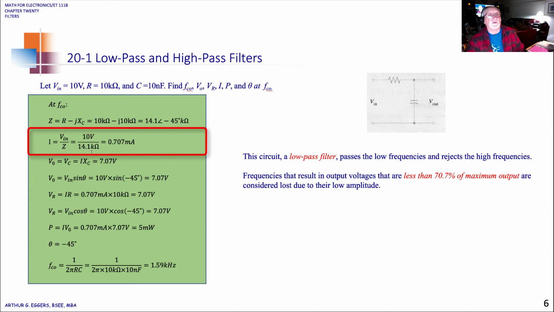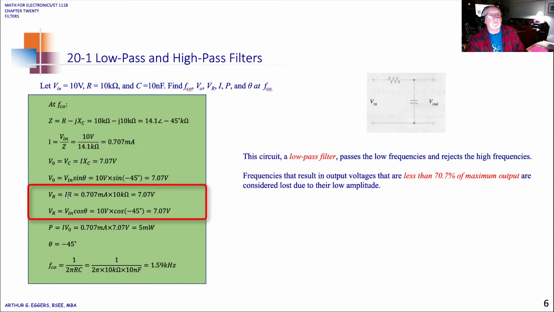The current itself will be calculated as Vin divided by the magnitude of the impedance. 10 volts divided by 14.1 k ohms gives us, lo and behold, 0.707 milliamps of current at that point. The output voltage equals V sub C, which equals the current times X sub C, 7.07 volts. So you should start seeing a theme as we're moving through these values. V out is equal to the input times the sine of theta. So the input 10 volts times the sine of minus 45 is 7.07. The resistor, I times R, again 7.07.